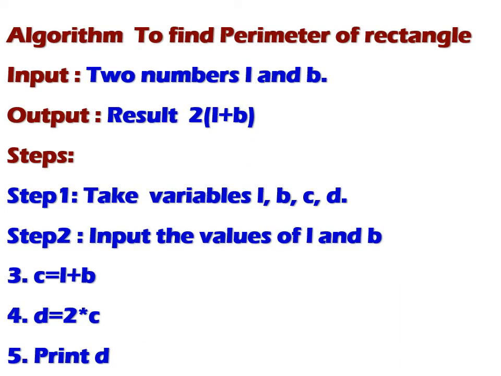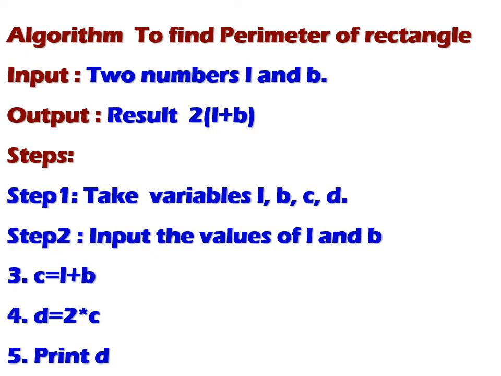I am explaining by one another example. Suppose we have to find the perimeter of a rectangle. So we need to take the length and breadth of the rectangle. So here L and B will be considered as input and what will be the output? Length plus breadth multiplied by 2. What will be the steps to find the desired output?